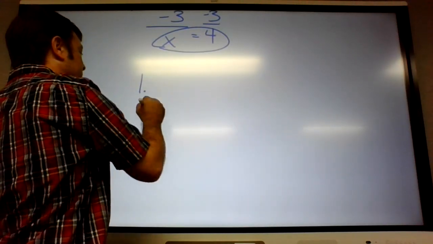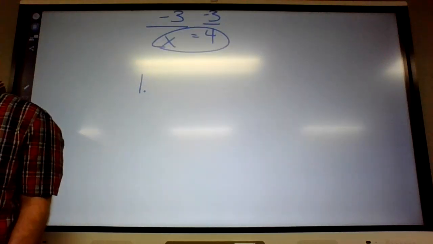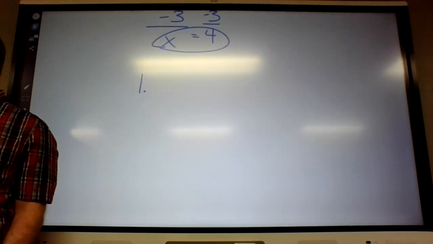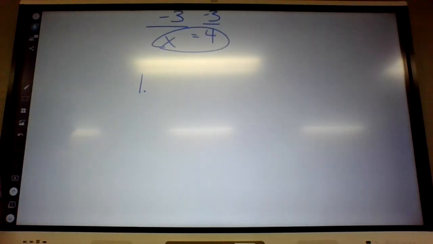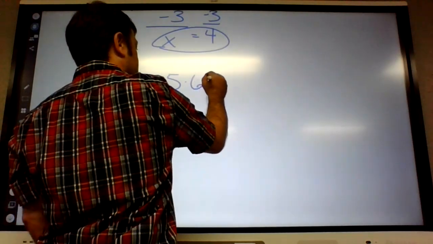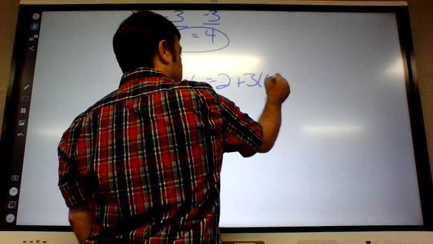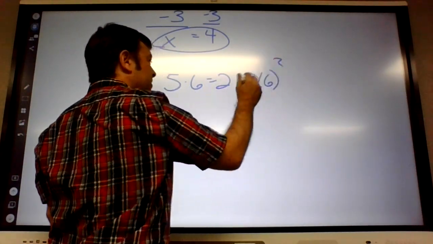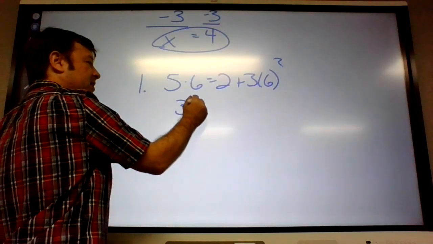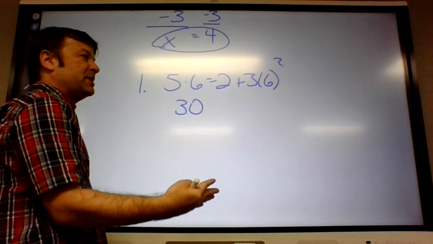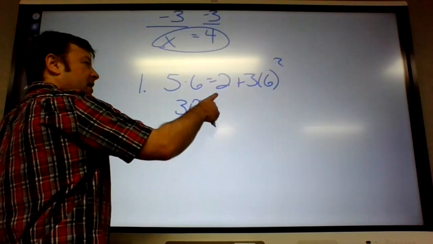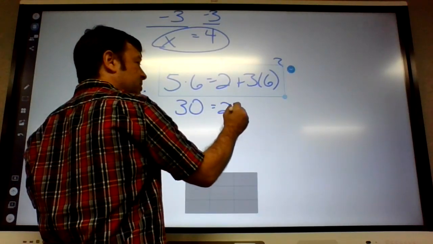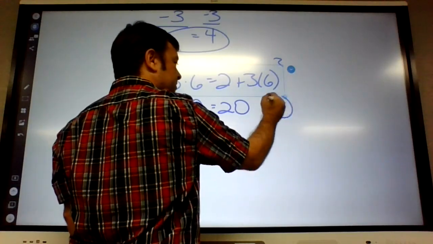Yeah, let's go ahead and jump in here. Number 1, this is true or false. So, does 5 times 6 equal 2 plus 3 times 6? Question mark. So they're claiming it's true. So 5 times 6 is 30. They're just trying to get you to the idea that both sides of the equals have to be the same. 3 times 6 is 18. 18 plus 2 is 20. So that is false.